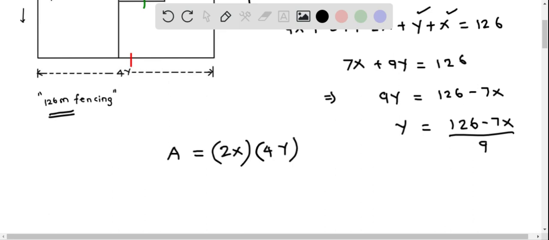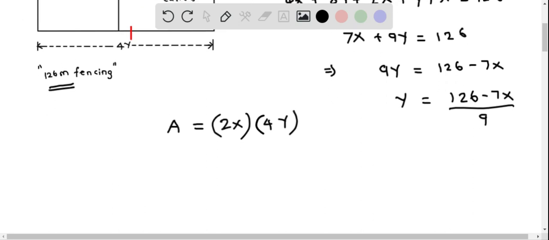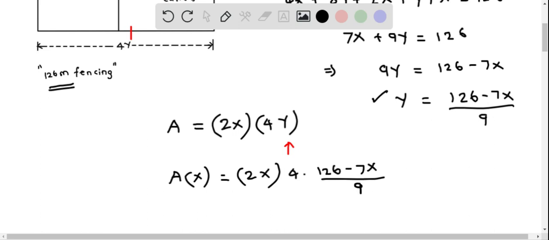We'll write down this area equation with everything in terms of x, which means we have to replace the value of y. So therefore this becomes A of x, and this equals 2x times 4 times, we can replace the y which we found here, that is (126 minus 7x) over 9. Now we will simplify this.